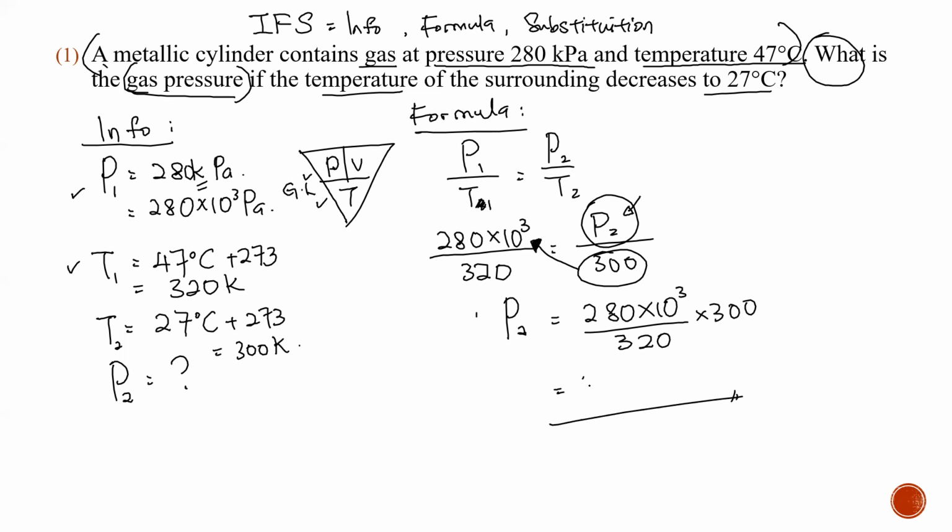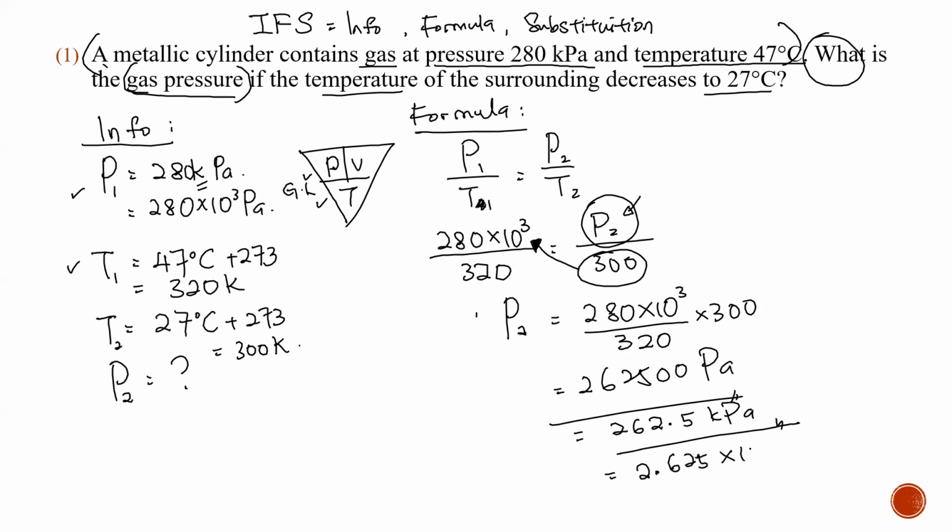So the answer will be 262,500 Pascal. Or if you want, you can write it as 262.5 kilopascal. Or you can write it in index form, 2.625 times 10 to the power of 5 Pascal. Yes, the pressure unit is Pascal. Now, get it?